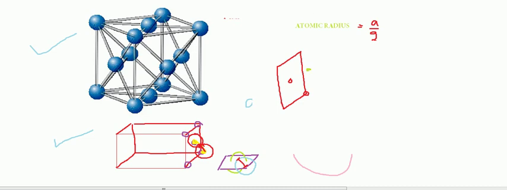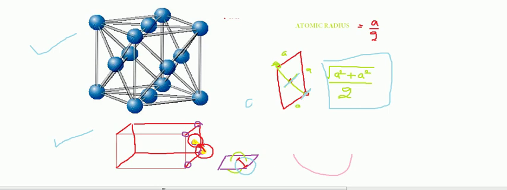We know that this is a and this is also a. So what is this distance from one corner to another corner? It is nothing but, by using Pythagoras theorem, a square plus a square. So this root over a square plus a square is the distance between this point and this point. So what is half of it? The half of it is divided by 2. Then this particular value is the distance between this point and this atom.